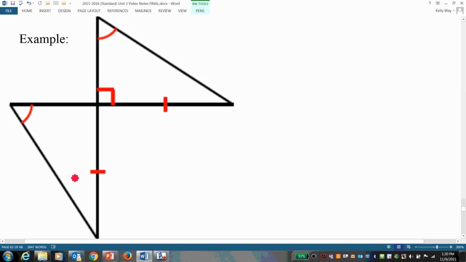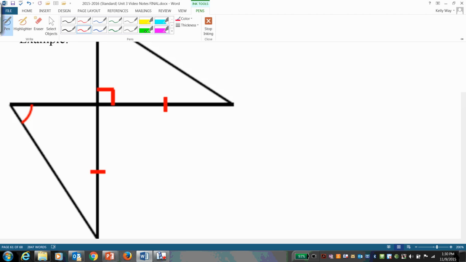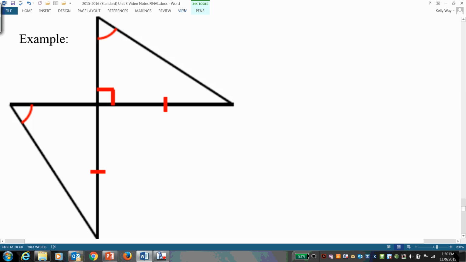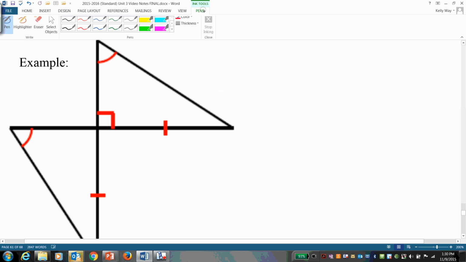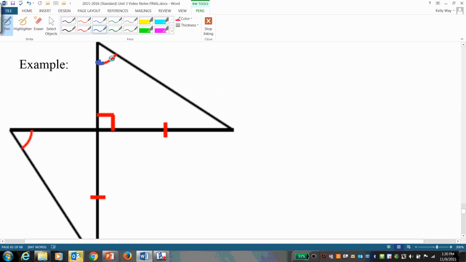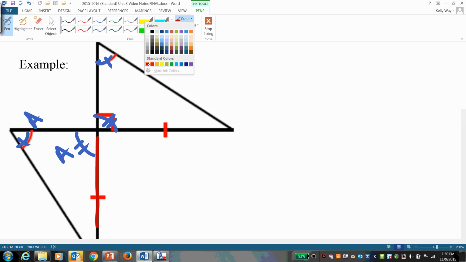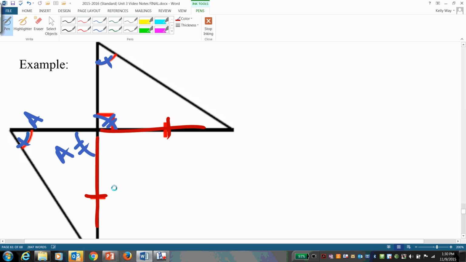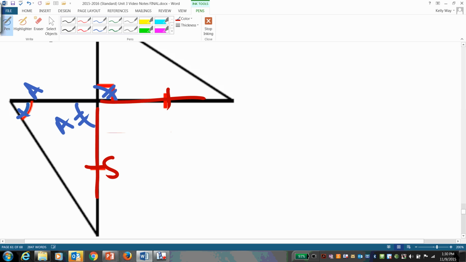Let's do an example here. So here we have a pair of angles. And then we have another pair of vertical angles here. And then we have a pair of sides. Oops, let me keep my color straight. That's supposed to be red. This reads angle, angle, side. Angle, angle, side. Or side, angle, angle. Same thing.